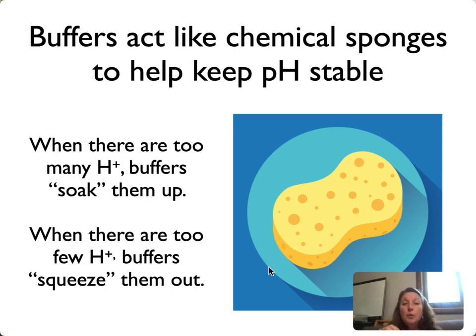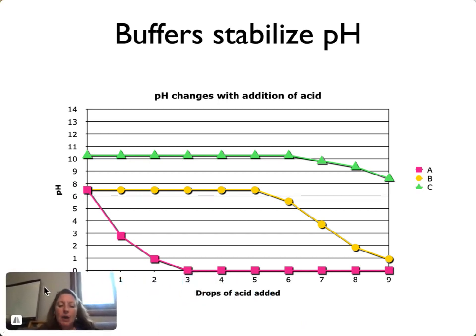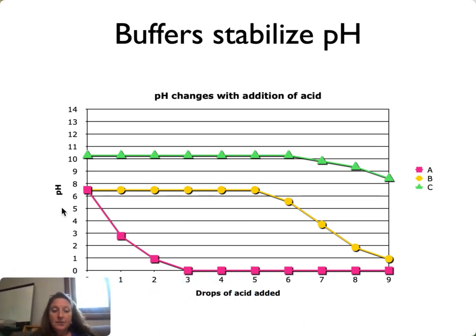When there are too many protons in a body compartment, the buffer can soak up those protons and keep them from affecting the pH. Okay? When there are not enough protons in the solution, the buffer squeezes like a sponge and the protons are released again to bring the pH back to where it should be. So, what we can say is that buffers help us to stabilize the pH.